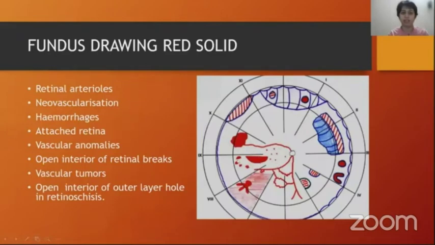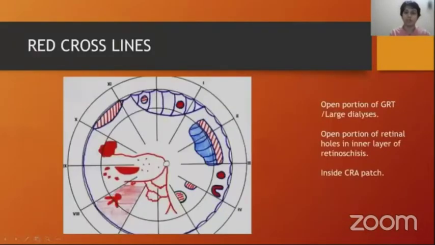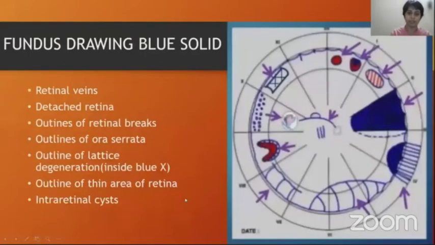Hemorrhages, pre-retinal, intraretinal, vascular anomalies, vascular tumors, and inside of the retinal breaks, inside of the retinal hole that is in the outer layer of the retinoschisis. So red cross line, this is for the open portion of GRT or large dialysis. The open portion of the hole in the inner layer of the retinoschisis or inside the CRA patch.